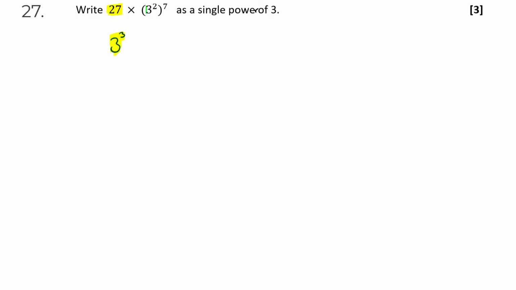If I take this second bit, 3 squared raised to the power of 7, I've got an index of an index, haven't I? So in this case, I just need to multiply these two values together, because I've got 3 squared multiplied by itself 7 times. So it's going to give me 3 to the power of 2 times 7, which is 3 to the power of 14. Okay, so that's from the second one there. And now I've got two numbers with the same base, 3 and 3, and I'm multiplying them together. So that is the same thing as 3 to the power of 3 plus 14, which is 3 to the power of 17. Okay, so that's my answer, 3 to the 17.